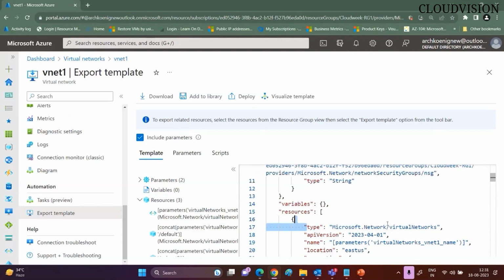where this is available in JSON. This is a JSON format, and it uses a key value pair syntax. This is the key, and that's the value. So if you want to download it, you can.